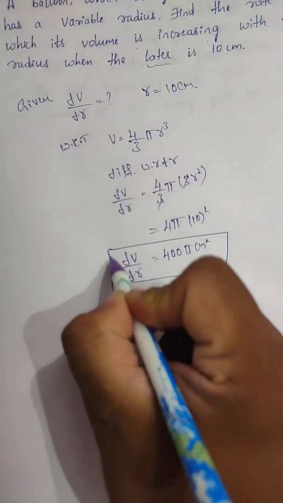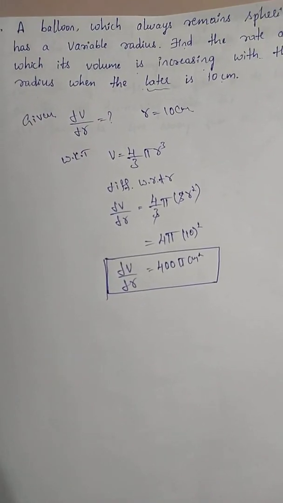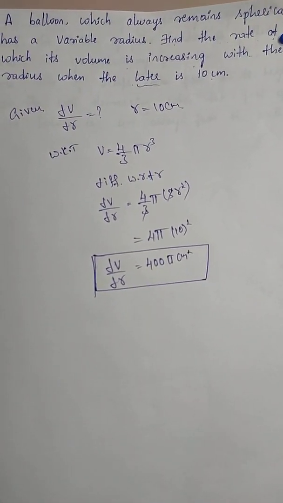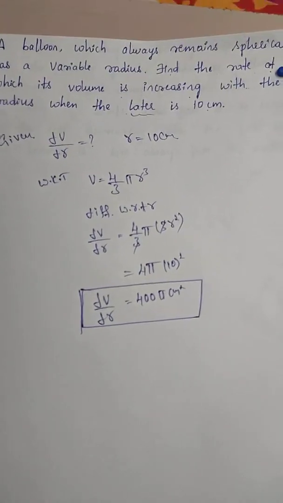That's all. If it is changing with respect to time, we write per second, but here they clearly mentioned it is not changing with respect to time. Is it clear?